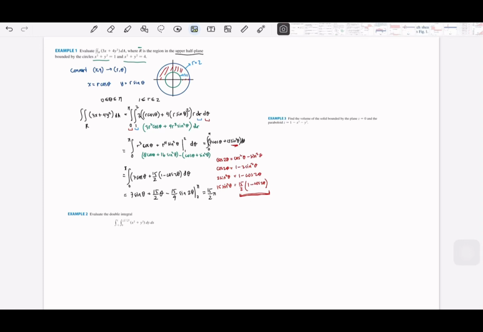Last discussions, which is the polar double integrals.